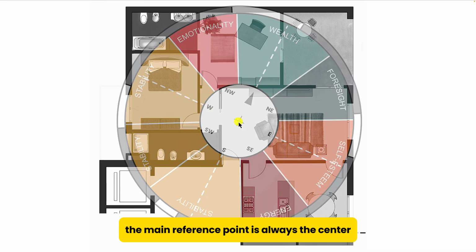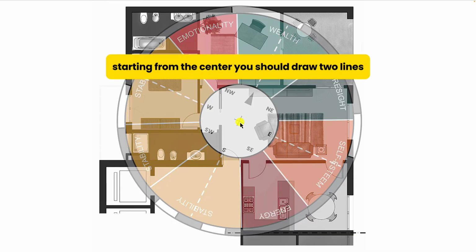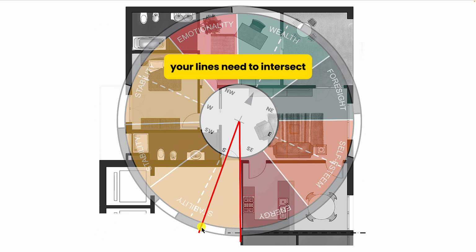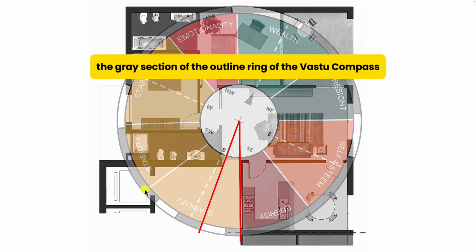The main reference point is always the center. Starting from the center, you should draw two lines completely encompassing the main entrance. Your lines need to intersect the outer ring of the Vastu Compass. If the two lines intersect a gray section of the outer ring of the Vastu Compass, that means the entrance has a negative influence. On the contrary, if they cut out a wide section of the Vastu Compass outer ring, the main entrance has a positive influence.